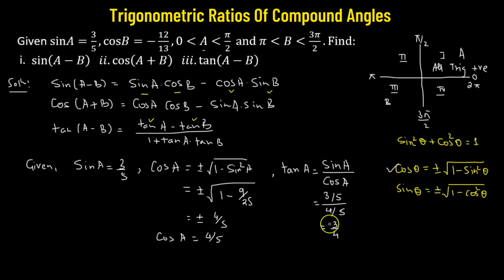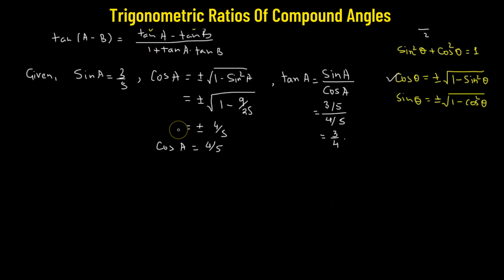And you can notice here that we are getting a positive value, which makes perfect sense because we are in the first quadrant where the tangent function is also positive. Next, we need to find out the value of sine B and tangent B. So we're going to use the value cosine B is negative 12 over 13. So let's note it down. So we have cosine of B, that's negative 12 over 13.